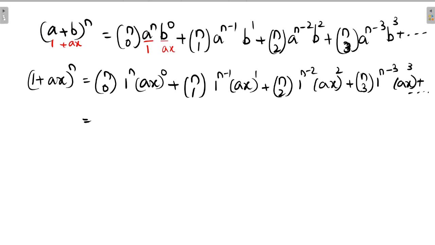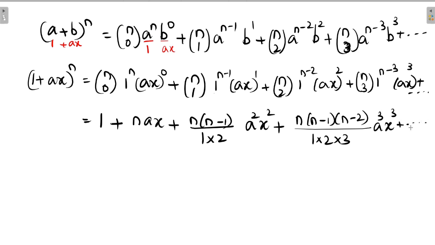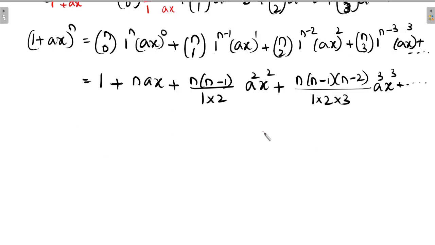nC0 value is 1 into 1, so the first term is 1, plus nC1 is n, 1^(n-1) ax, so n into ax, plus nC2 is n into (n minus 1), 2 terms, divided by 1 into 2, times 1^(n-2) and (ax)^2, that is a squared x squared, plus nC3 is n into (n minus 1) into (n minus 2), 3 terms, divided by 1 into 2 into 3, times a cubed x cubed, plus etc. We have written only 4 terms because the question mentions only 4 terms.